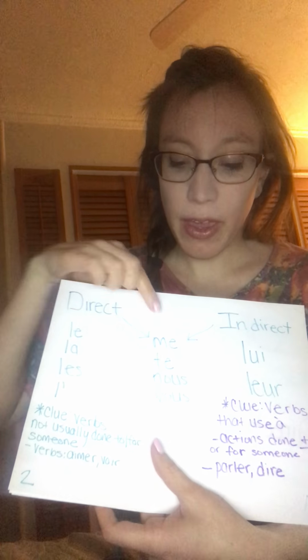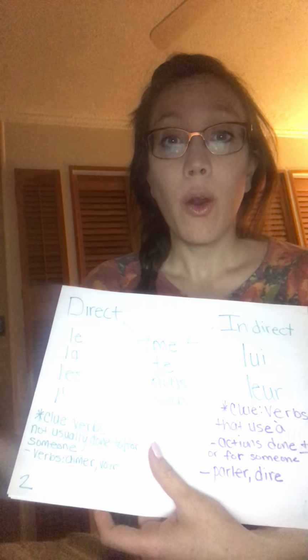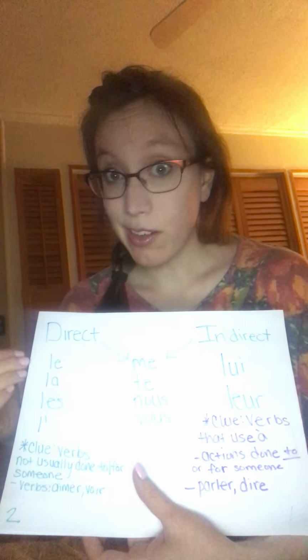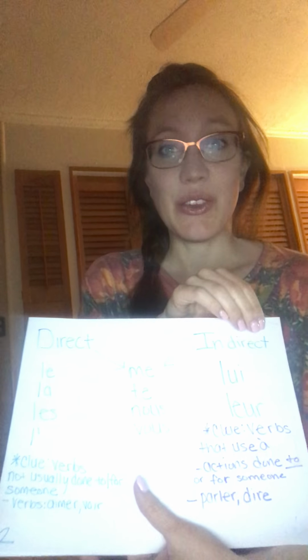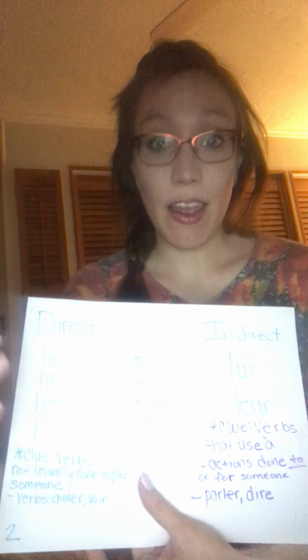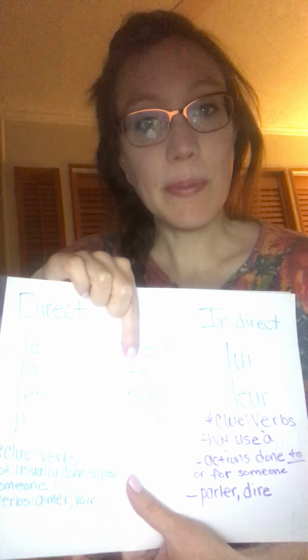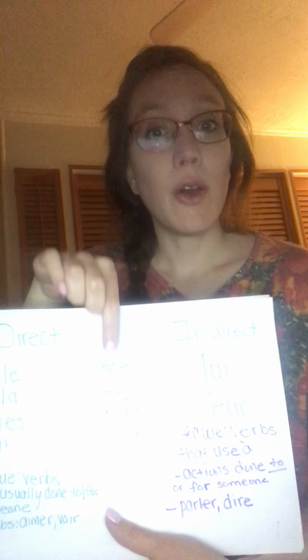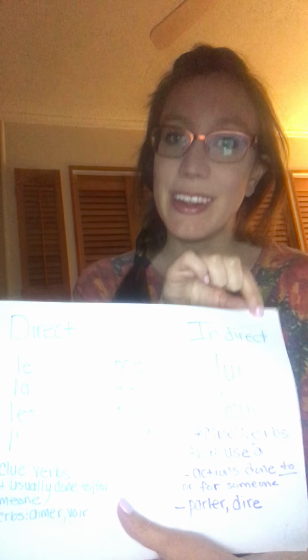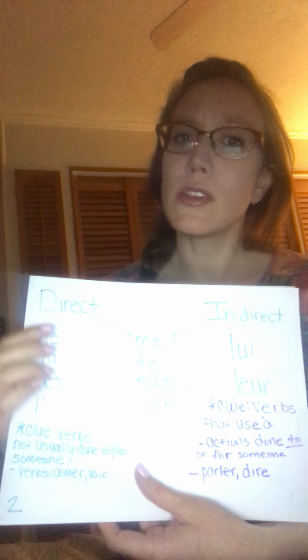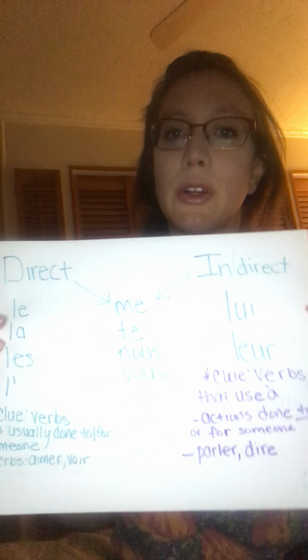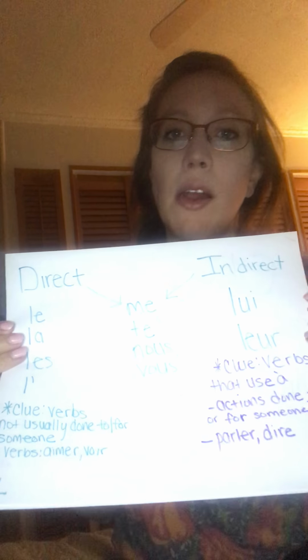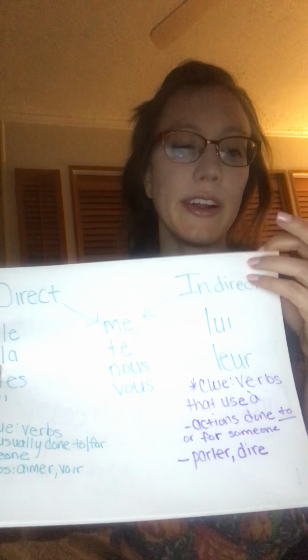In the middle, we have me, te, nous, and vous, which can be either direct or indirect. So you can love somebody, je t'aime, I love you, which would use this one, or you can do something or say something to somebody, which would also use this one, but it would then be an indirect object pronoun. And these can be a little bit tricky. This is an important slide for you guys to understand. I'm going to keep going here.